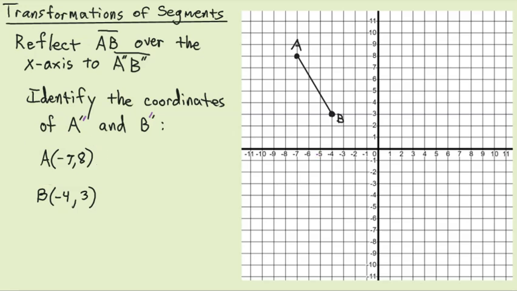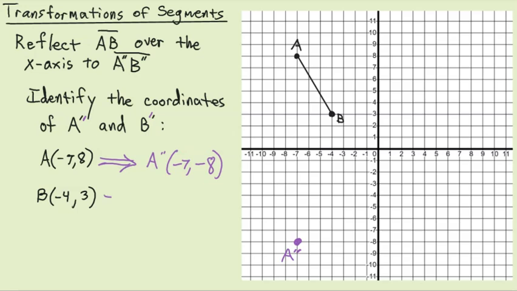Well, A, when reflecting over the x-axis, we keep the x-coordinate. So A double prime is going to start with a -7, and then we're going to do the negative of the y-coordinate. So we're going to do -8. So A double prime is going to be at -7, -8. So here's -7, then we're going to go down to -8, and I think it's going to be right here. So there's A double prime.